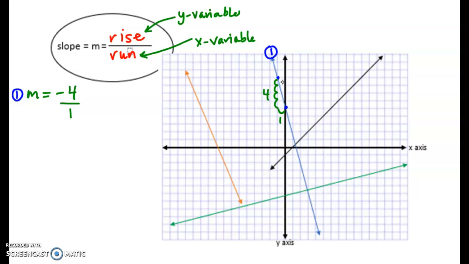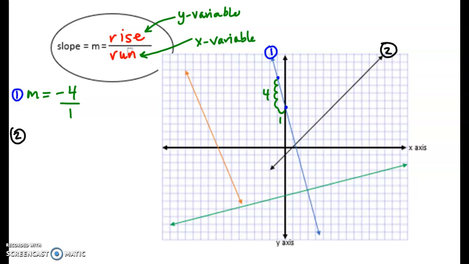Okay, so the change from the first blue point, the higher one, was 4 down and 1 over to the new blue point. So we say the slope is a negative 4 over 1. Let's look at the black line next. This line labeled number 2.